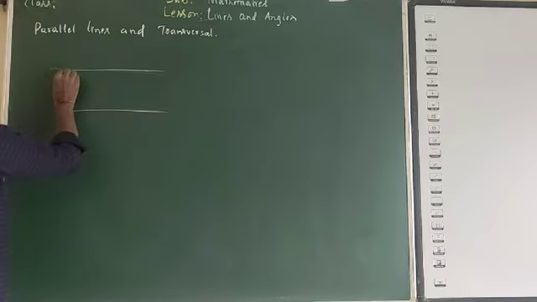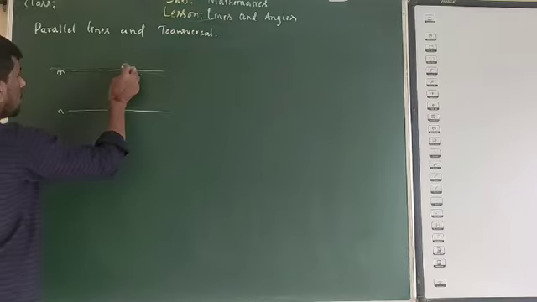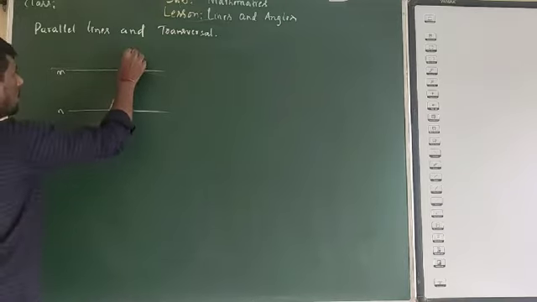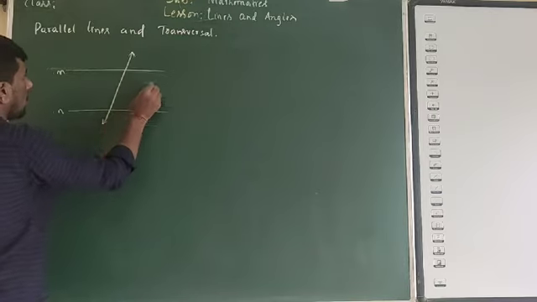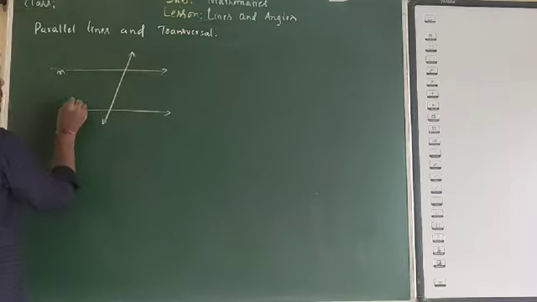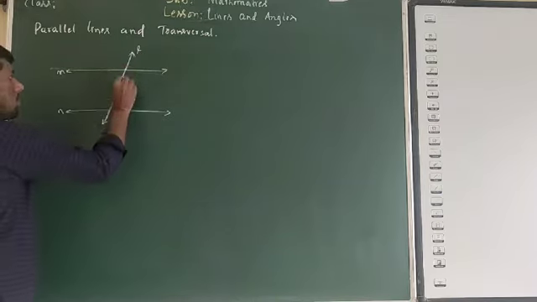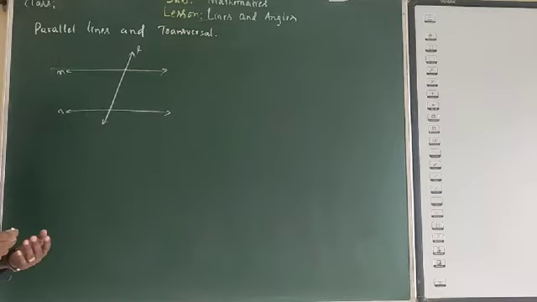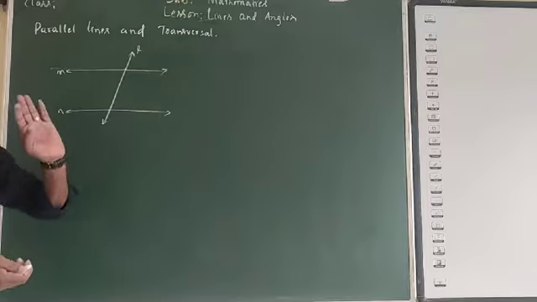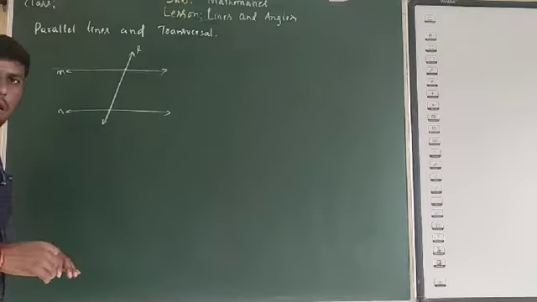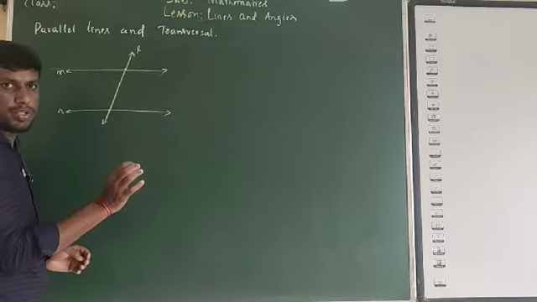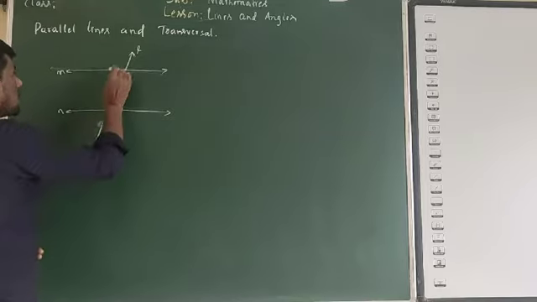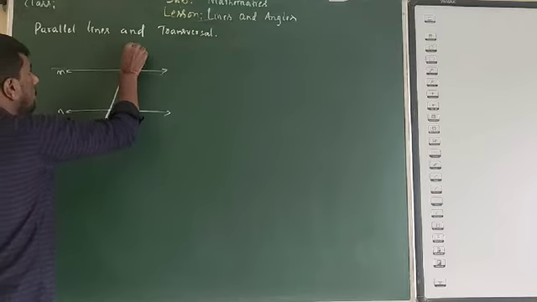Now let us take M and N as parallel lines. So these two are the parallel lines, and I have a transversal L, which intersects them at these points. Then what is the conclusion? M and N are parallel lines, and L is a transversal.